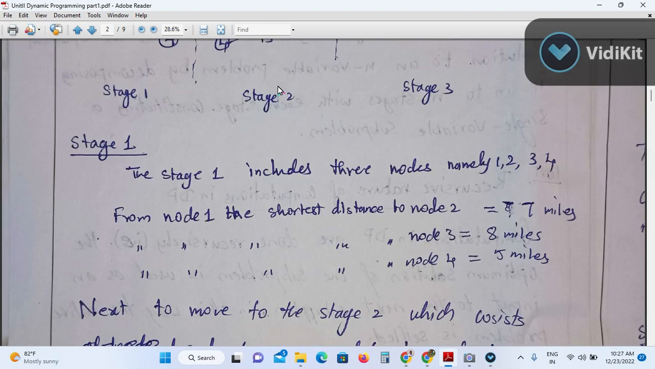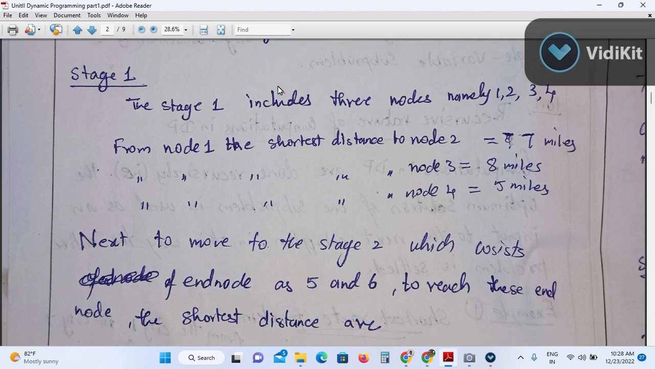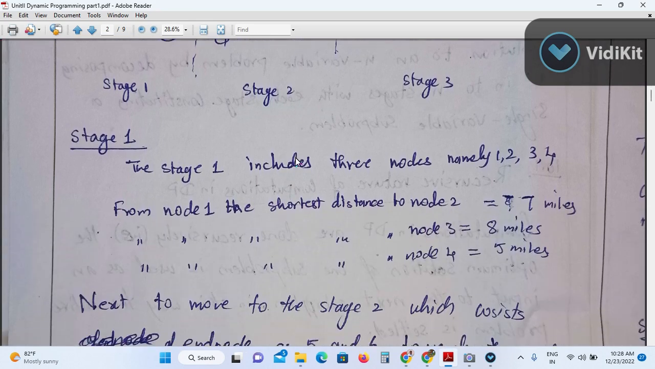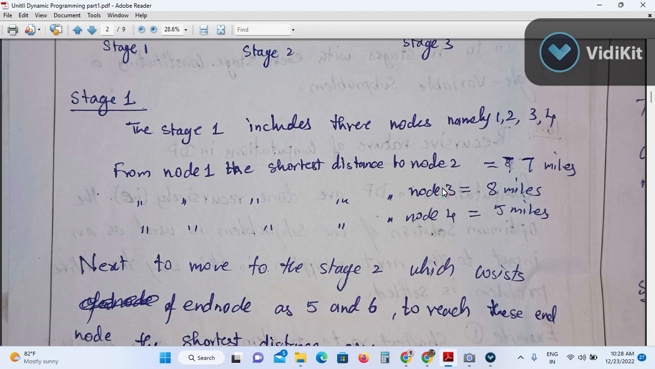So here, talking about stage 1, it includes the nodes 1, 2, 3 and 4. I have to start from node 1 to reach node 2. Naturally, it is only the distance, there is nothing else. Therefore, to reach 2 from 1, there is only one route, that is 7. Similarly, to reach 3 from 1, it is only 8. So it denotes only one distance. That is what I put here.